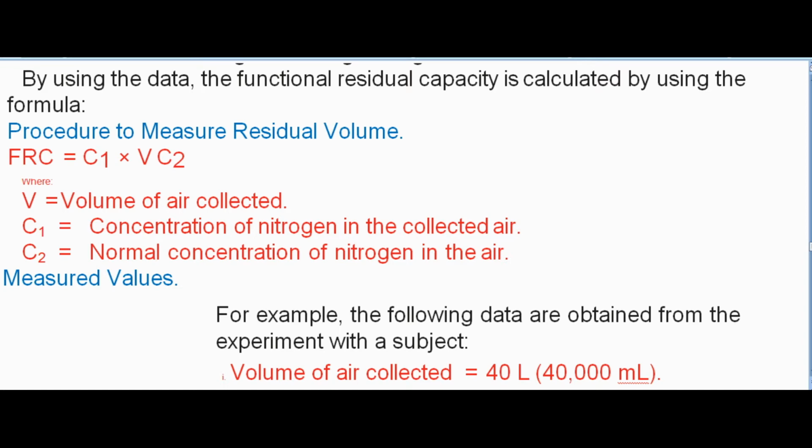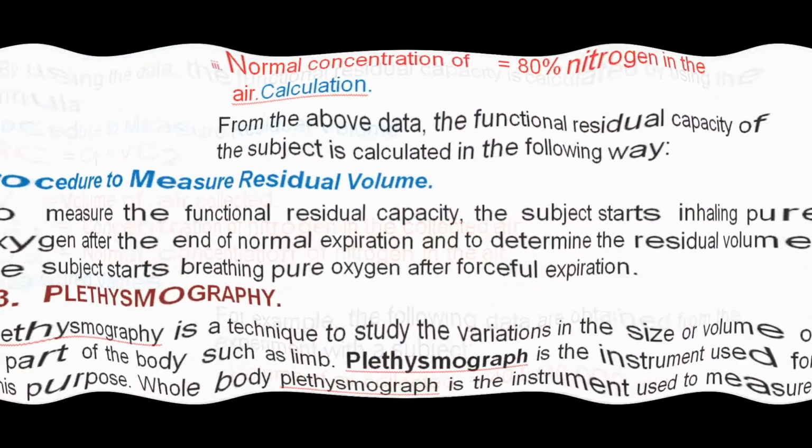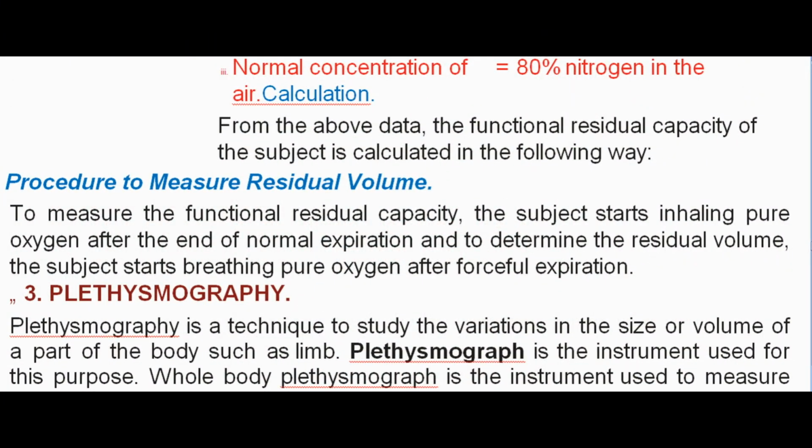Measured values. For example, the following data are obtained from the experiment with a subject: volume of air collected = 40 L, 40,000 ml, concentration of nitrogen = 5% in the collected air, normal concentration of nitrogen = 80% in the air. Calculation. From the above data, the functional residual capacity of the subject is calculated in the following way: Procedure to measure residual volume. To measure the functional residual capacity, the subject starts inhaling pure oxygen after the end of normal expiration, and to determine the residual volume, the subject starts breathing pure oxygen after forceful expiration.